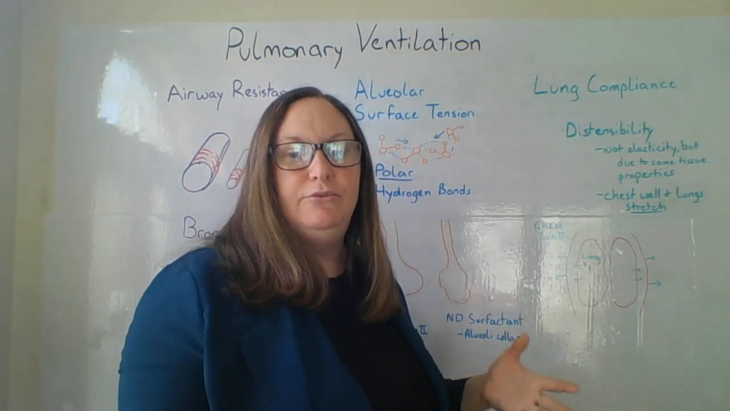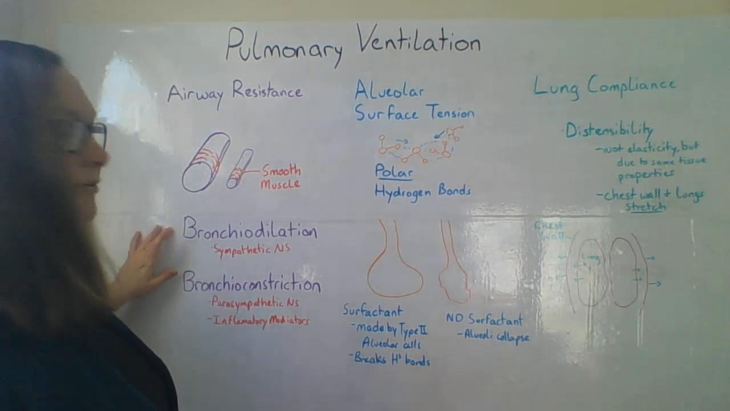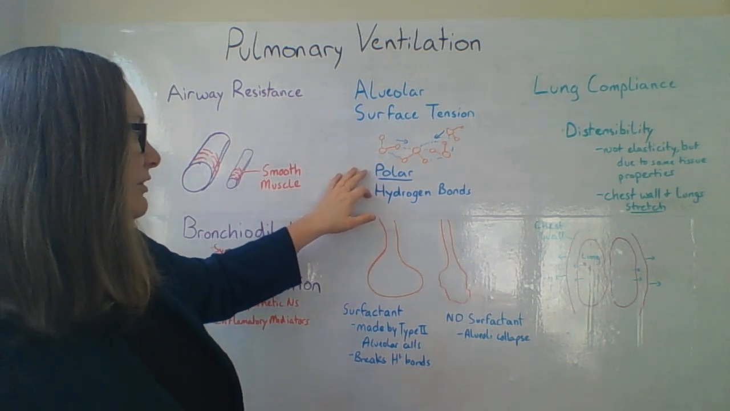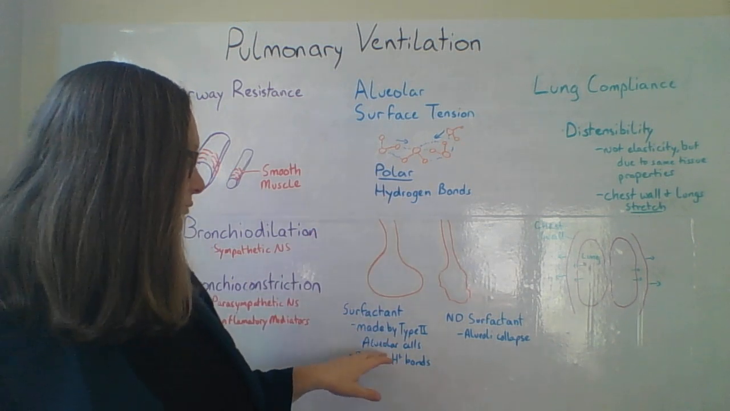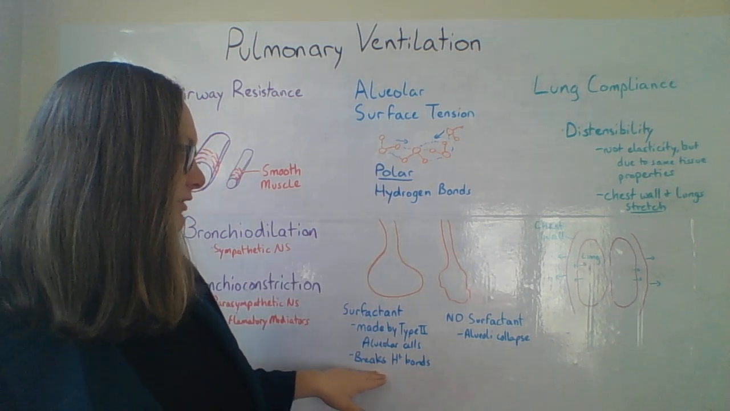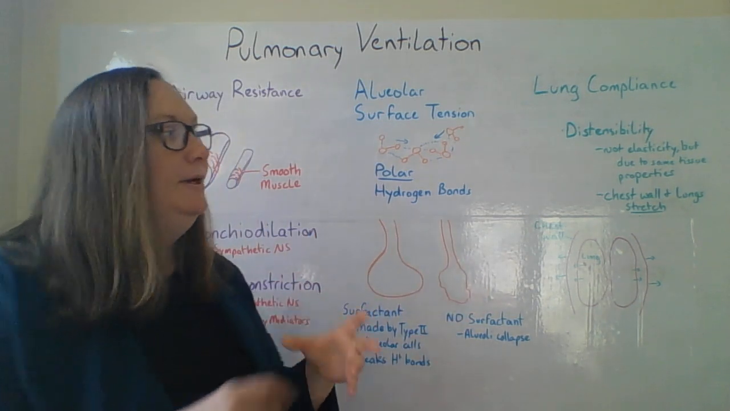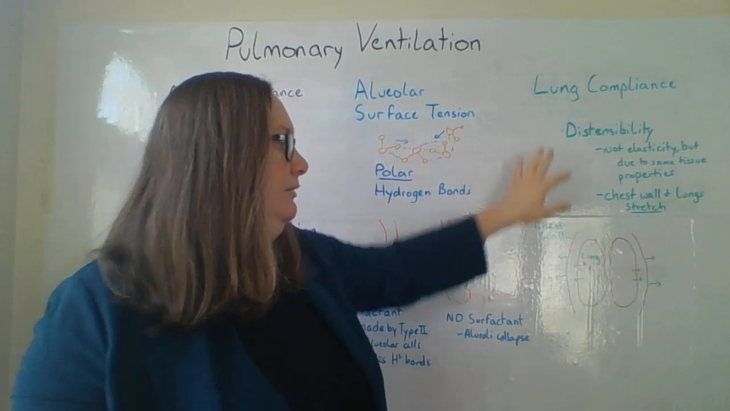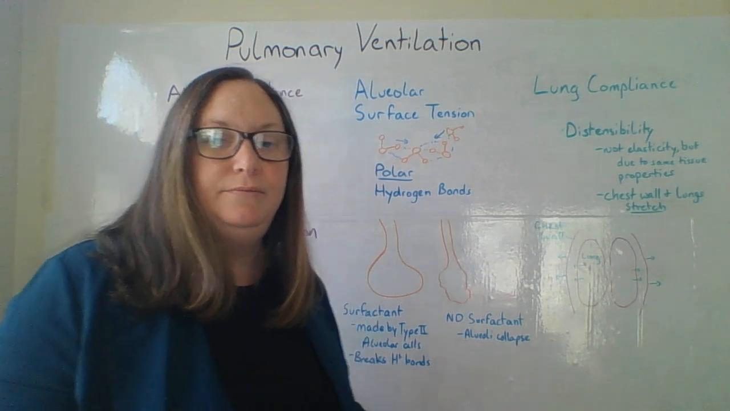What are some key terms that I want you to know or write if you're writing an essay? I'd want to see bronchodilation and bronchoconstriction. I'd want to see smooth muscle. I want to see that water is polar. It forms hydrogen bonds. That surfactant breaks the hydrogen bonds. And you can get the alveoli can collapse. Over here I want to see distensibility. And I want to see chest wall and lung as well.